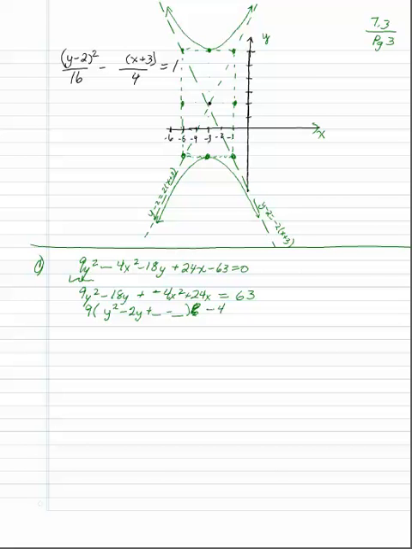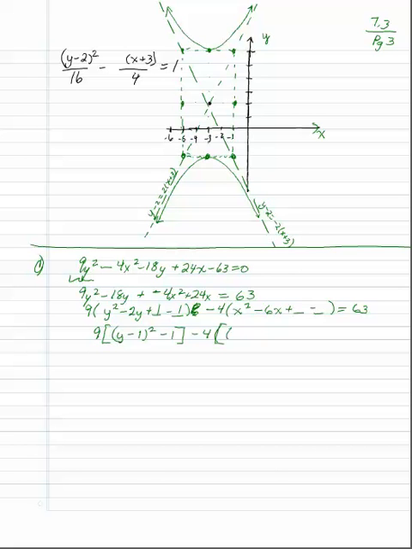minus, factor out the negative 4. Now be careful, you're dividing both of them by negative 4. So 24 divided by negative 4 is negative 6, plus blank minus blank, 63. We're going to complete the square. 9 times y minus 1 squared, 1 squared, add it, subtract it. So you got the minus 1 left over.